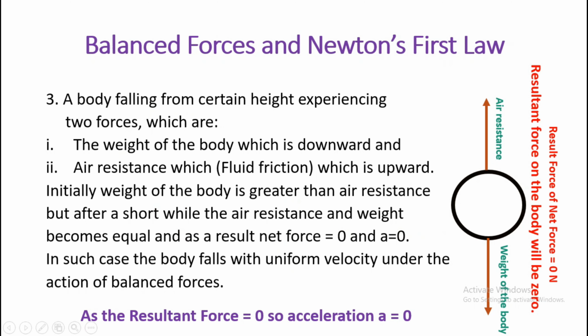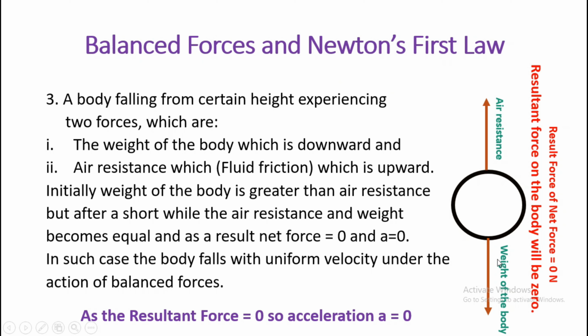Now, if a body is falling from certain height, it is experiencing two forces. One is the weight of the body, which is always in the downward direction. And the other is the air resistance, which is also known as fluid friction, which is upward. Now, initially, the weight of the body is greater than the air resistance. Why? Because initially, the body is moving slow, so the air resistance will be less. As the body speeds up in the downwards journey, the air resistance increases. And finally, air resistance becomes equal to the weight of the body.